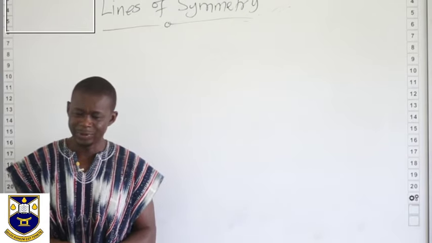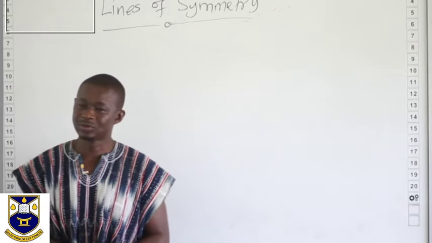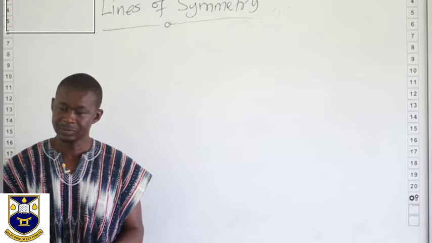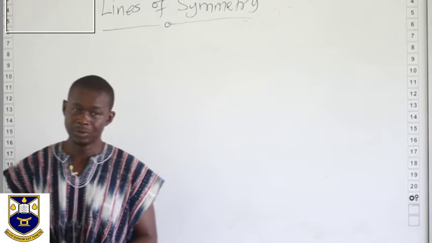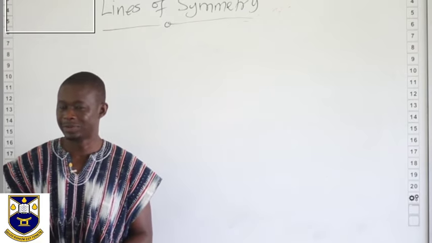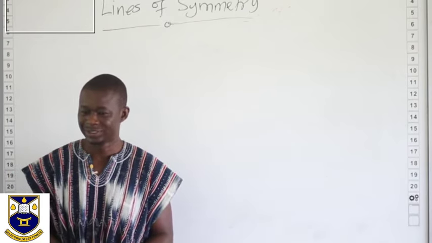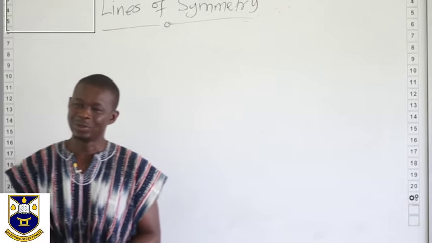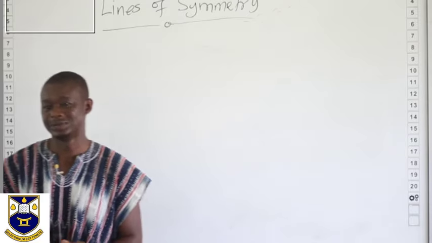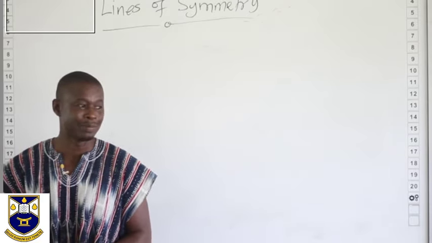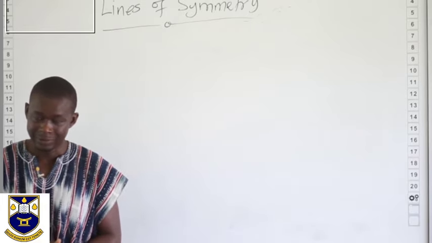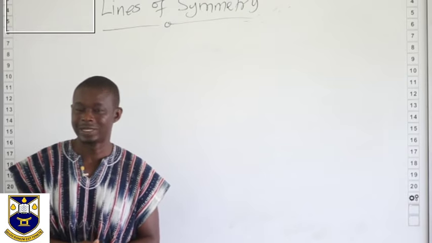The other day we looked at two-dimensional shapes. And I hope you've done more reading on two-dimensional shapes. So we saw that the two-dimensional shapes are also called plane shapes. They are called two-dimensional because we take the length and then the breadth. The other day we mentioned some of the examples.